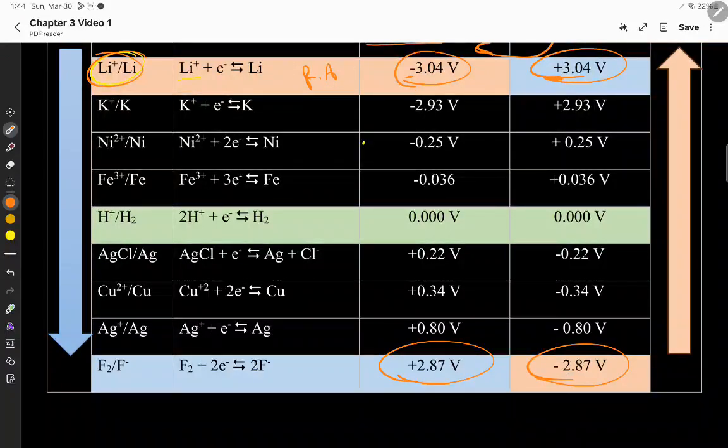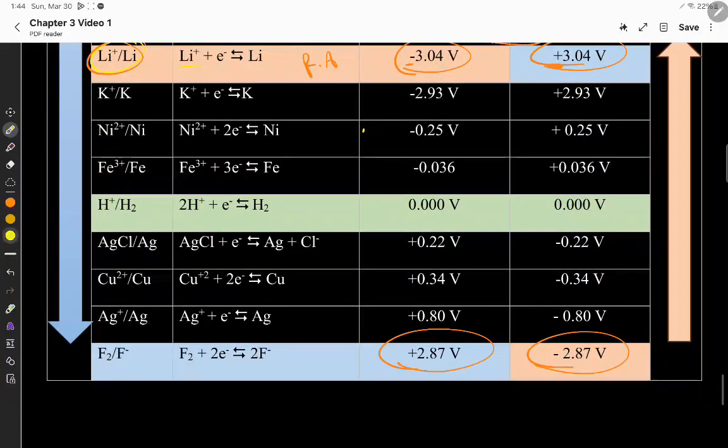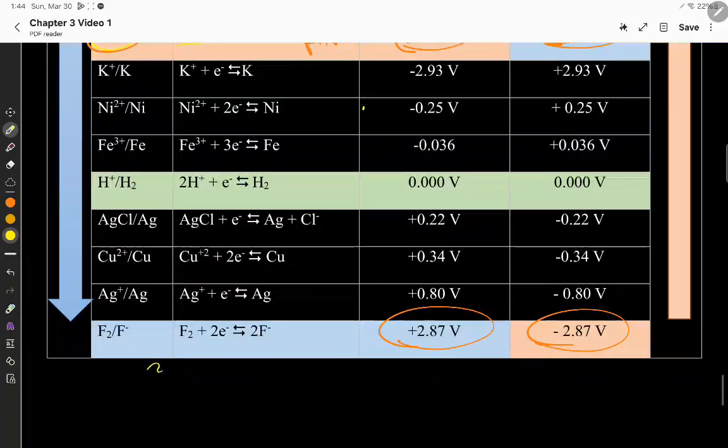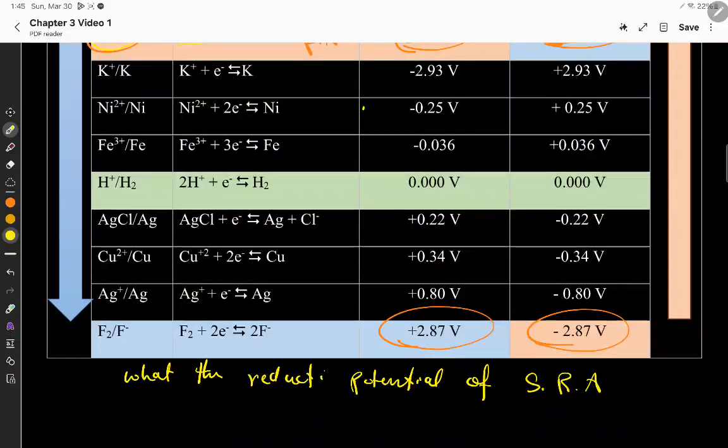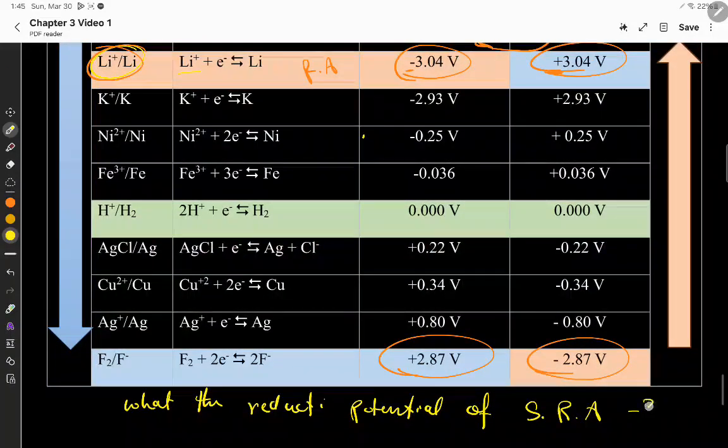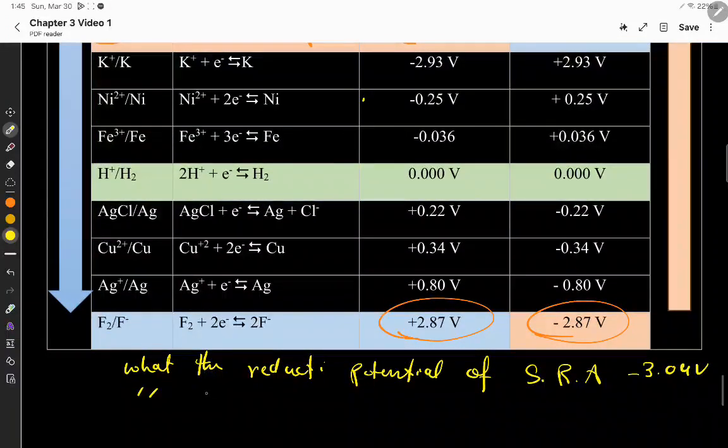Let's have some questions which can be confusing a little bit. What is the reduction potential of the strongest reducing agent? That is going to be negative 3.04 volt. The same question, what is the oxidation potential of the strongest reducing agent? That's going to be positive 3.04 volt.